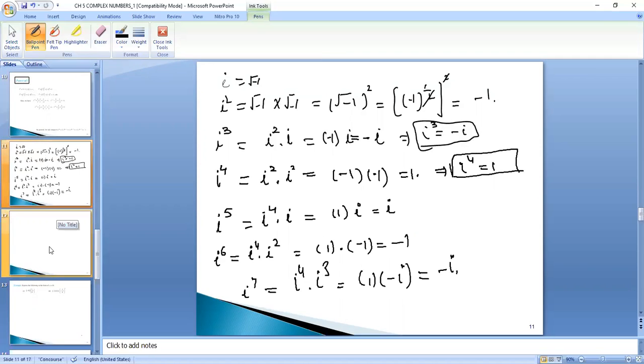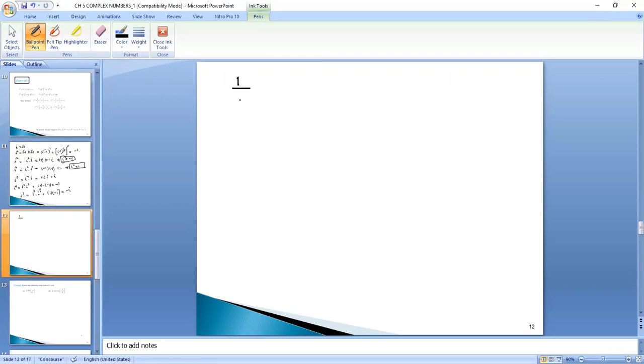Then we will be looking at how to find the value of 1 upon iota. This is again a complex number, an imaginary number in the denominator. So whenever we have an imaginary number in the denominator, we will rationalize, and we have no plus or minus sign here, only iota, so we will multiply and divide it with iota. So iota into iota, iota square. The value of iota square is -1, so it is minus iota.